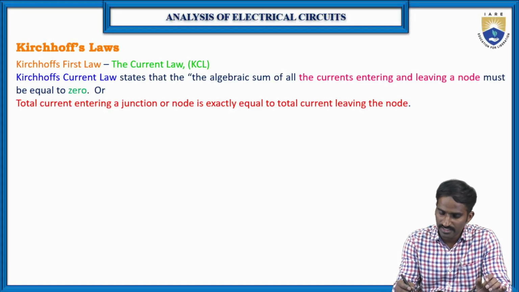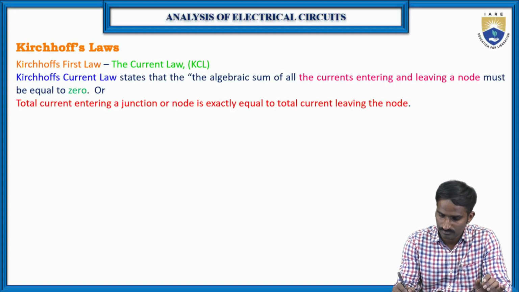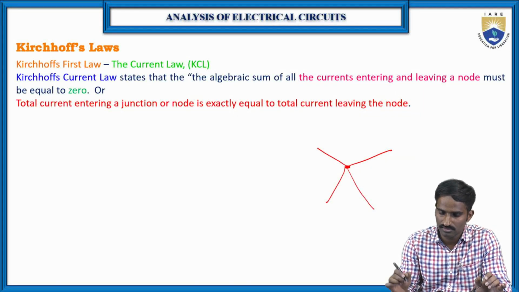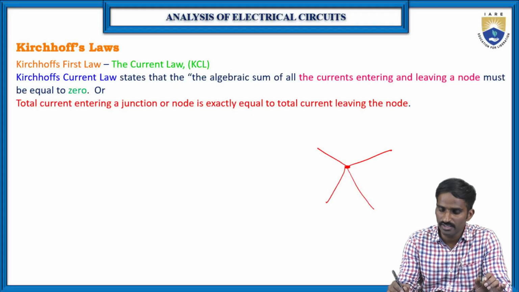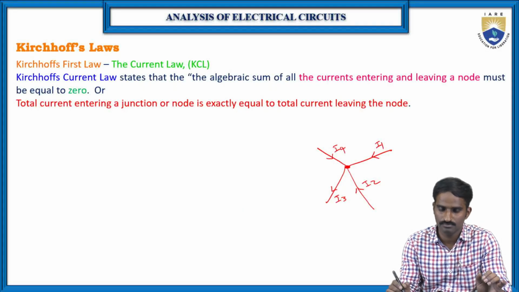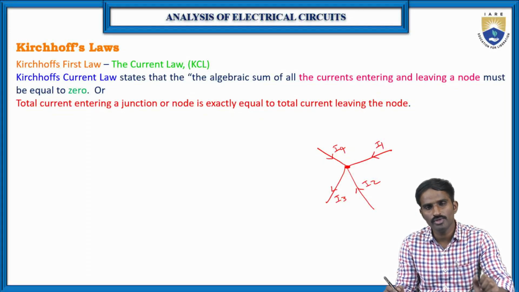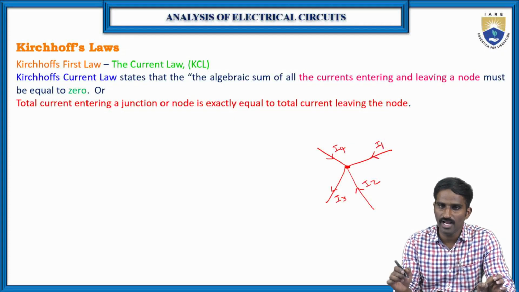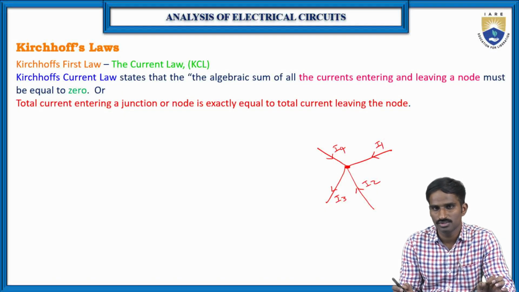So which means, let us consider here a node, and this particular node has different branches, and there is a current flowing through each branch. Let us consider here this is the direction of the current I1, and this is I2, and this is I3, and this is I4. So according to Kirchhoff's law, the algebraic sum of the currents entering and leaving the node is equal to 0.